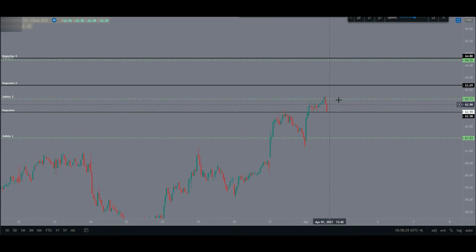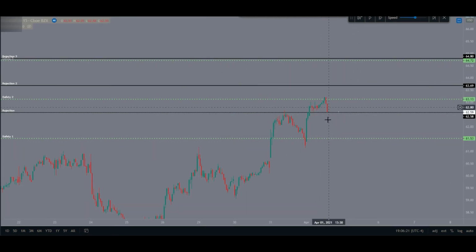So that could have been your trade for the day. And we would have used the rejection line as our border, as our stop loss area, to make decisions. So that's one trade that you could have done. All right, now let's see what happens next.